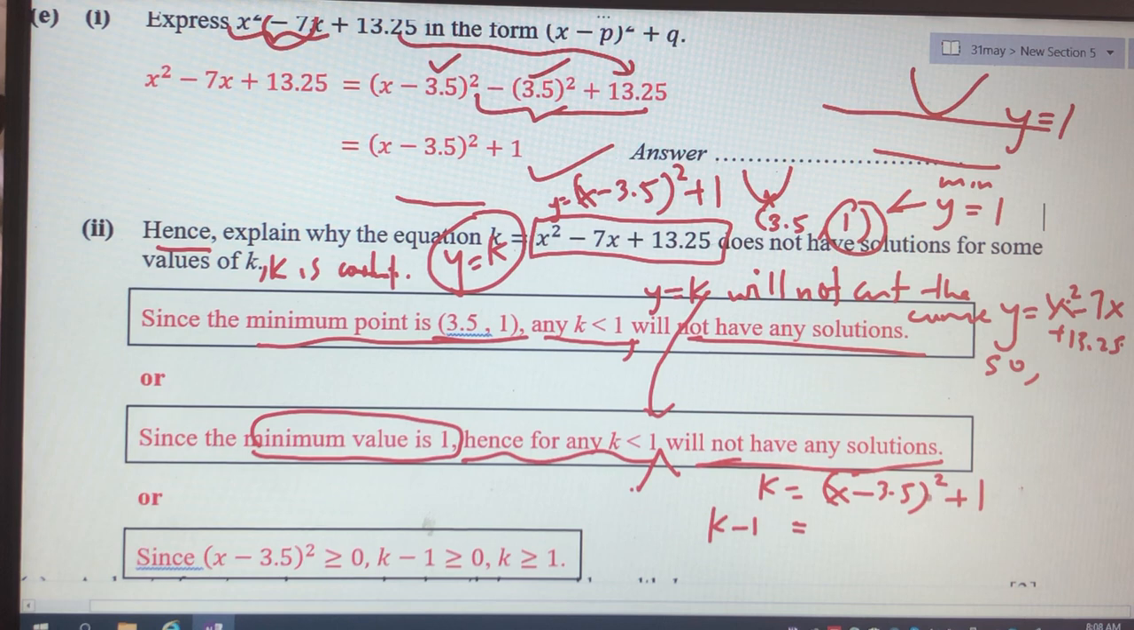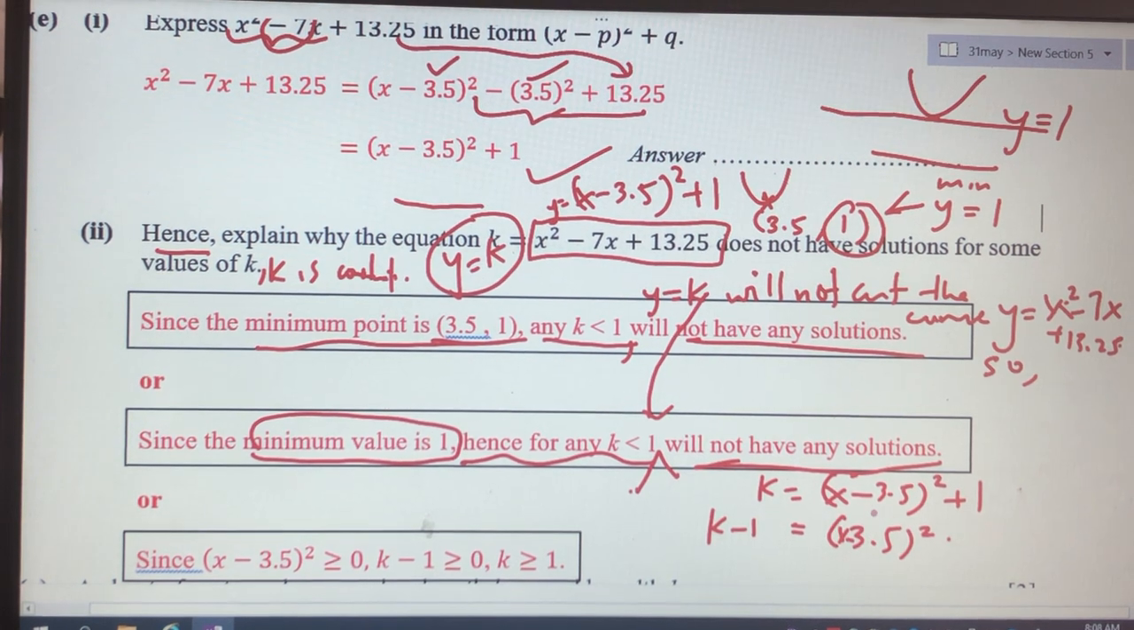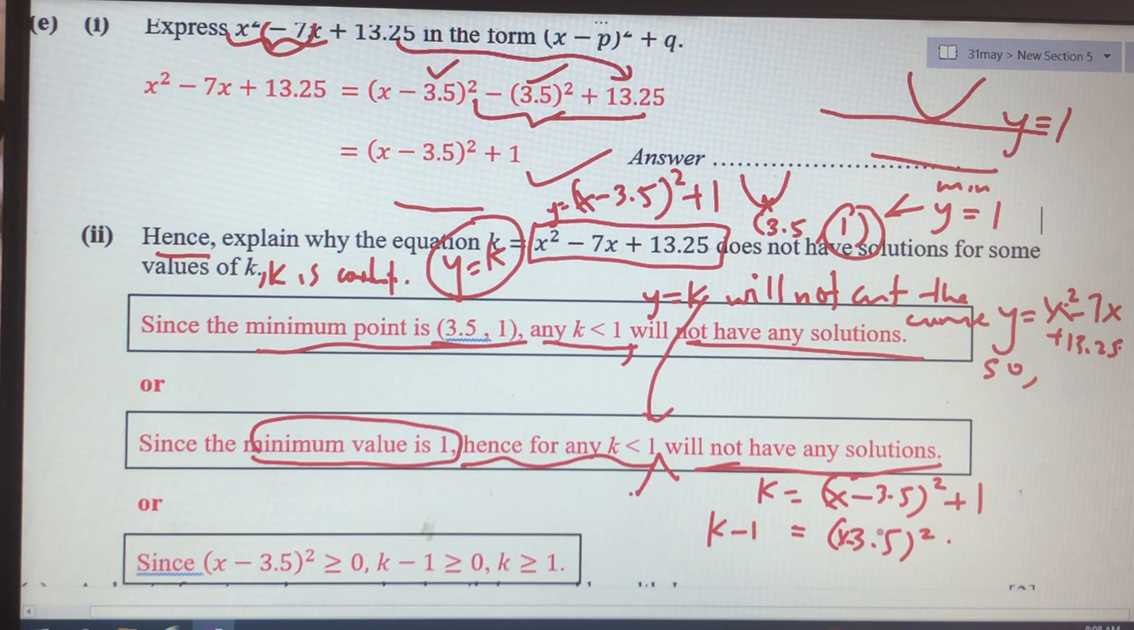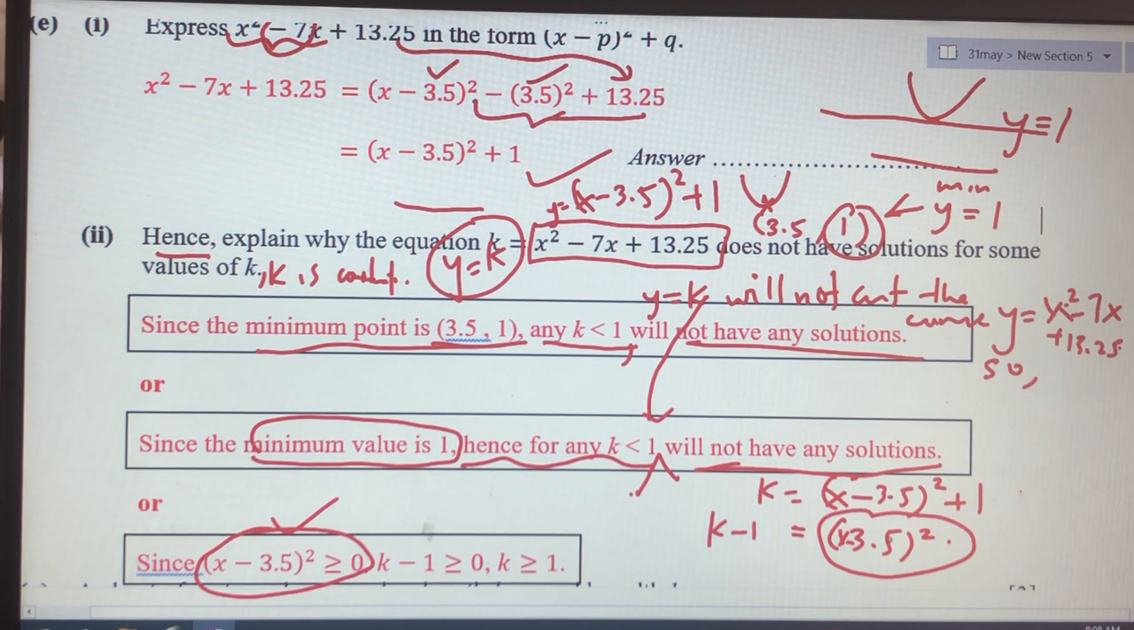If I rewrite this as k minus 1, minus 1 both sides, I'll get this, right? Okay, why do I rewrite this way? Because we know for sure that this is greater or equal to 0, correct? Now, if this is greater or equal to 0, it means that this side also must be greater than or equal to 0. Okay, and then you continue on, this will be what you have.